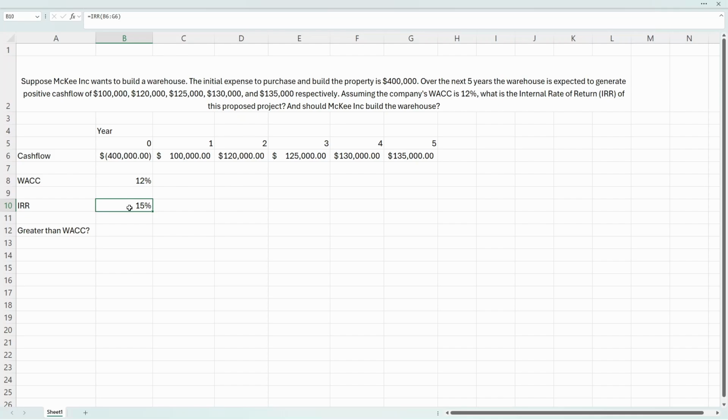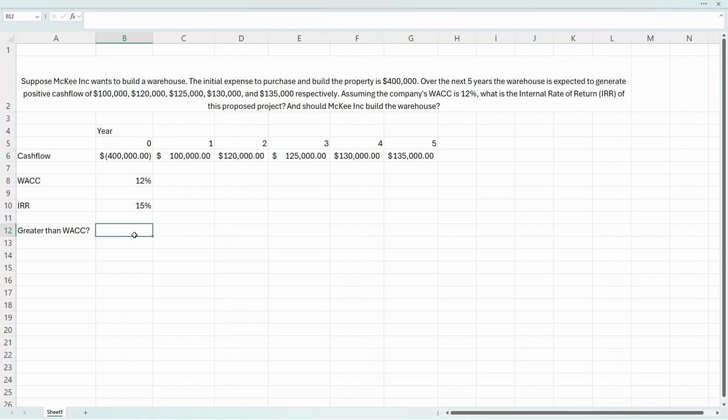Now sometimes our finance question will only ask, what's the internal rate of return? And we're done. In which case, we would now be done. However, we might also be asked to interpret what this 15% means. So when we use IRR, we take the IRR number and we compare it to the project's WACC. If IRR is larger than the WACC, 15% versus 12%, then this would be a good project for us.